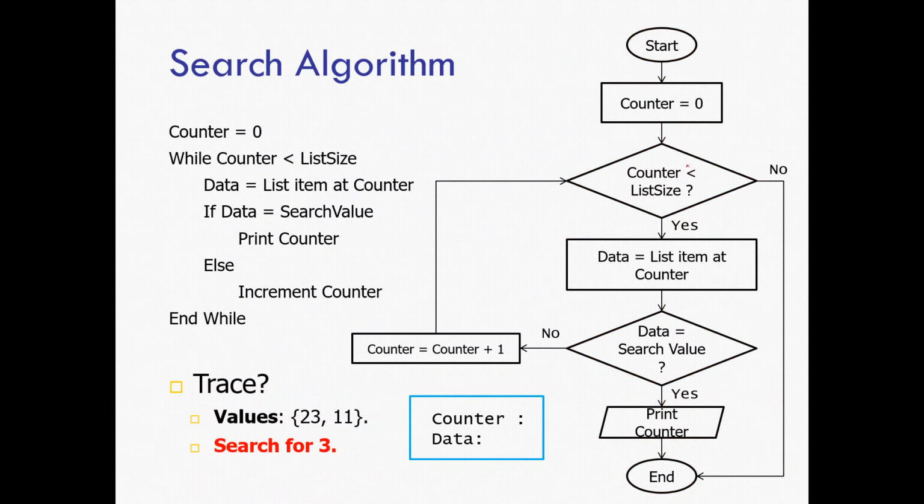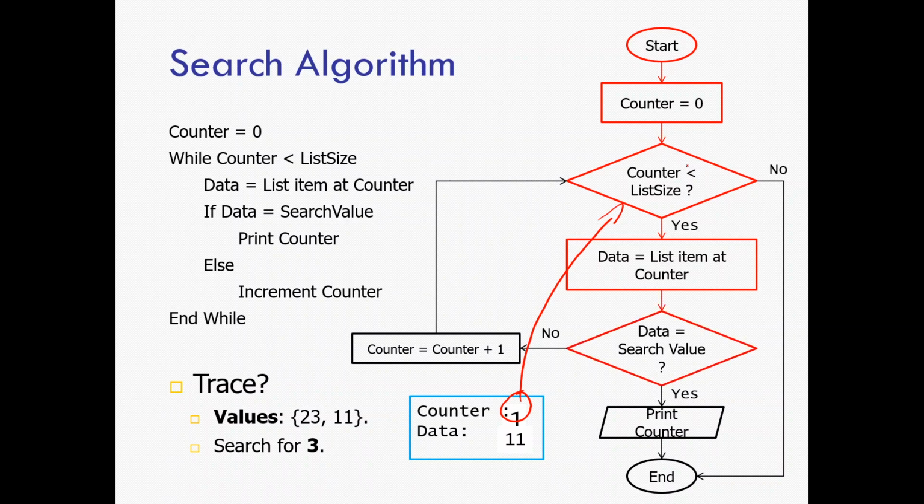Let's search for 3. It's not on my list. So I'll go down my list, checking as I go. It's not equal to 23. I loop around. I'm at position 1. The counter is equal to 1 now. I go down. I check to see if I get the data. It's equal to 11. Is 11 equal to 3? No, it's not. So I loop around again.